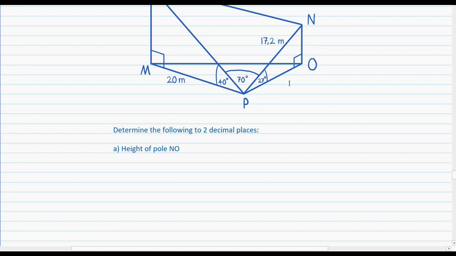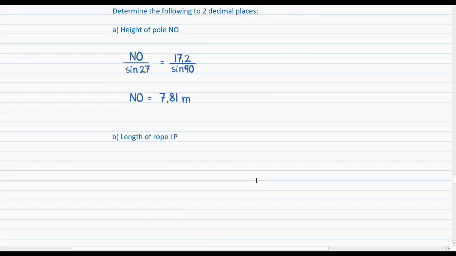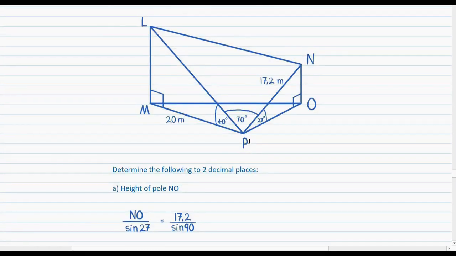So since we have two angles, one length, and we want to find another length, we can answer the question using the sine rule by saying NO over sine 27 is equal to 17,2 over sine 90. Then simply rearranging for NO and calculating gives us the height of pole NO as 7,81 meters. Then for part B, we need to determine the length of rope LP, meaning this rope.